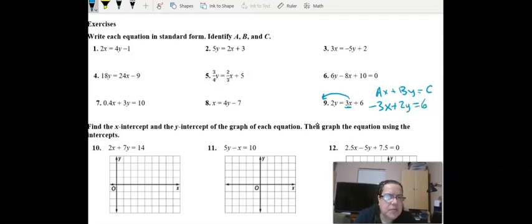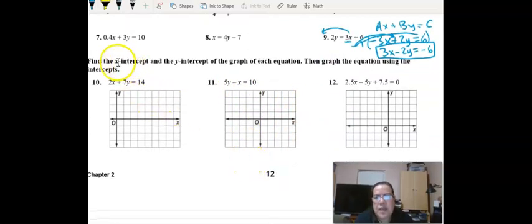Now I'm getting closer. The problem is I've got a -1 out there. All you have to do is just multiply the whole thing, or the left and the right side, by -1. As long as whatever you do to the left, you're doing to the right, you're good. So -1, negative times negative becomes positive 3x. Negative times positive becomes -2y, and that will equal negative times positive is -6. This is your equation in standard form.